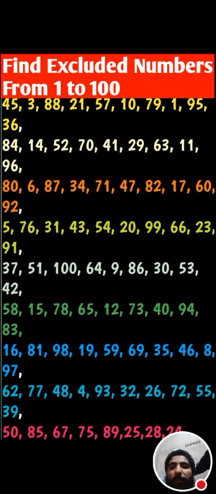78 is also presented on the 11th row, third position. Where is 79? 79 is also presented on the seventh position of the very first row. Where is 80? 80 is also presented on the first position of the fifth row from the top.